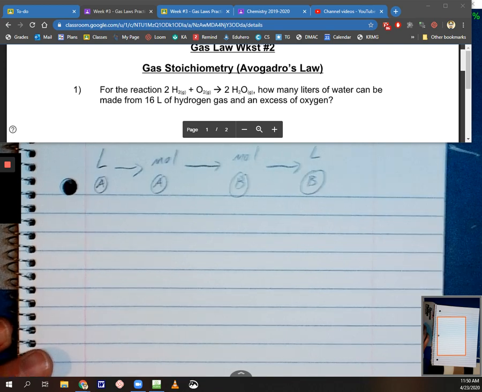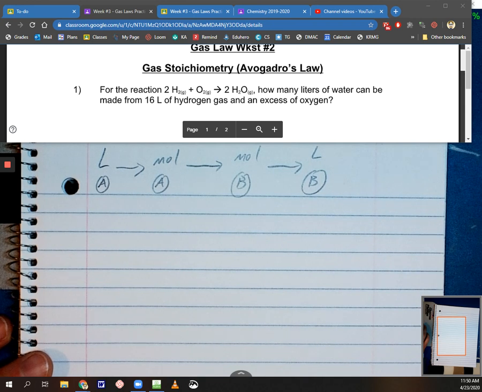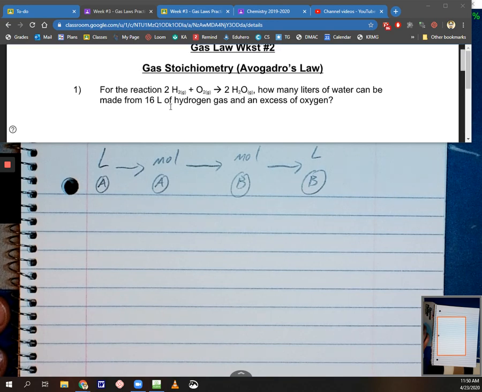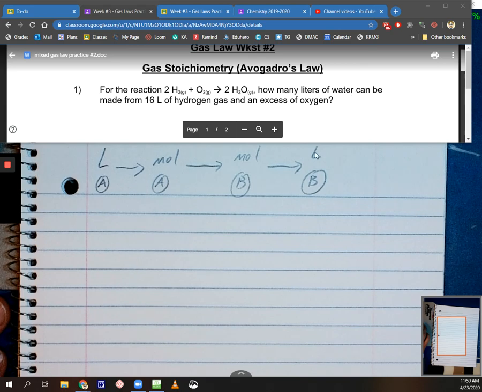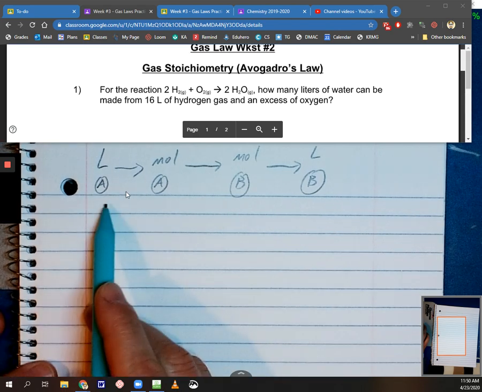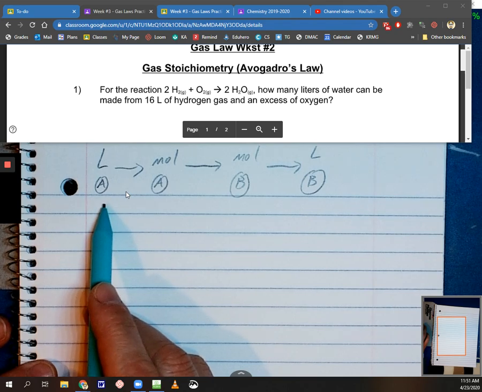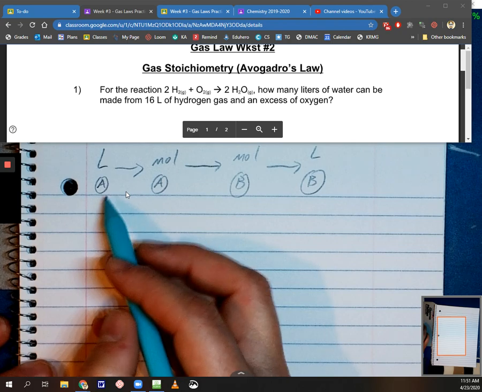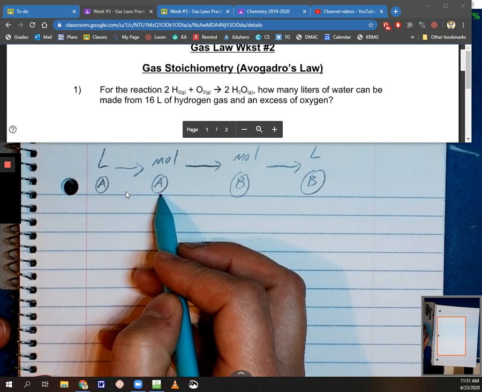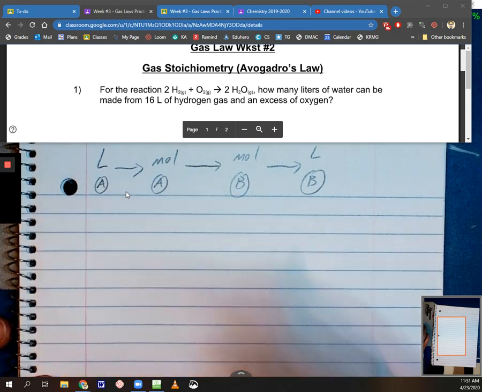The thing you need to understand when you're dealing with equations like this, where they are giving you liters of one substance and they want you to find liters of the other substance, you're going to follow this general scheme right here. You're going to start with the liters of your first substance. Now, we know because of Avogadro's law that you can go from liters to moles of a substance if they're all at the same temperature and pressure.